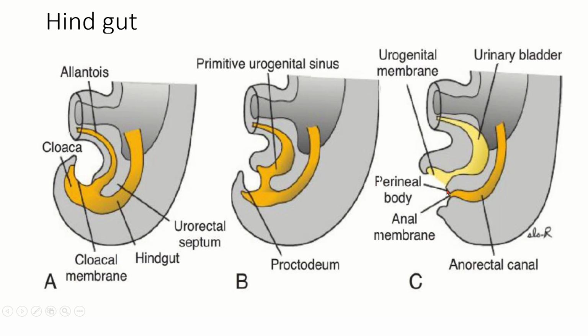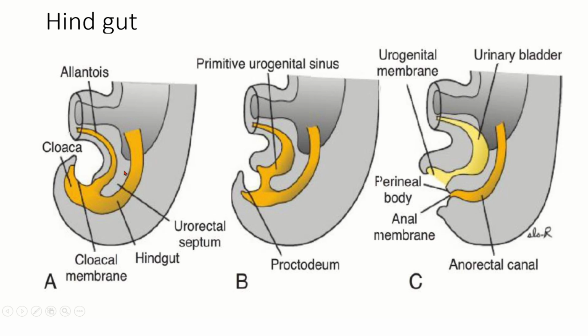Once the urorectal septum touches the cloacal membrane, this particular part of the cloacal membrane will form the perineal body, and the area anterior to it will form the urogenital membrane, and the area posterior to it will form the anal membrane. The anal membrane will rupture at around the 9th week, exposing the rectum and anal canal to the exterior. This will be the rupture of the urogenital membrane, exposing the urogenital sinus.